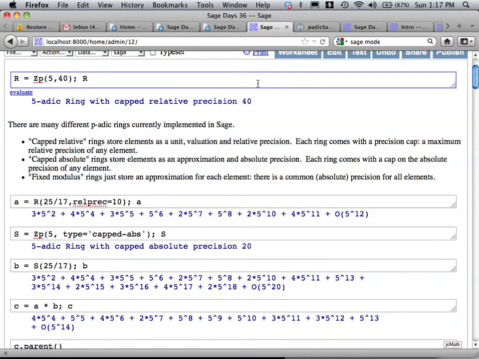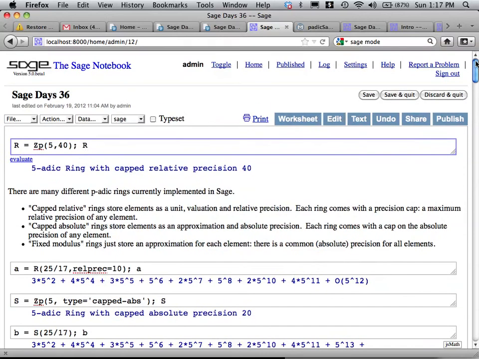So Sage supports various different kinds of p-adic rings. And there are three different precision models that are used. So one is capped relative rings, where elements are stored as a valuation, a unit, and a relative precision. Then there's capped absolute rings, where elements are stored as an approximation together with an absolute precision. And then fixed modulus rings, where individual elements don't store their own precision, but there's a common absolute precision for all elements in the ring.